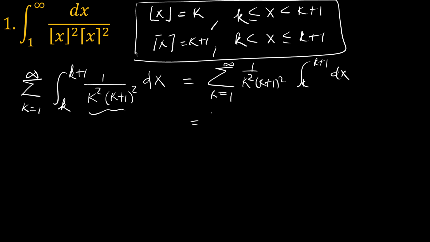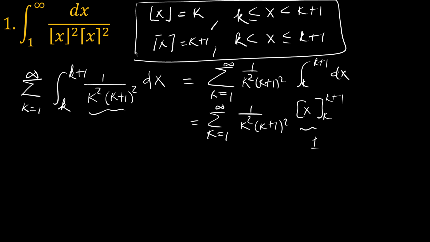And so here we see k plus 1 minus k means that this becomes 1. So what now becomes our problem is the summation from k equals 1 to infinity of 1 over k squared times k plus 1 squared. Which is pretty tractable, because now we do have this summation.